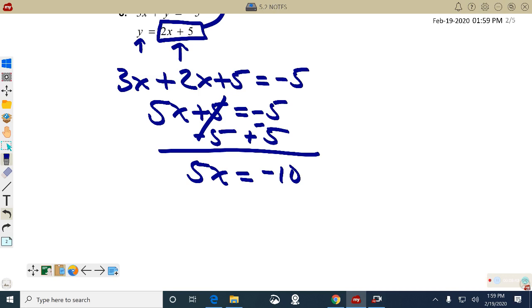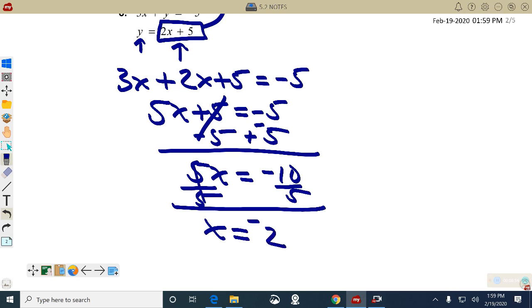So let's get x by itself. I'll divide both sides now by the number next to x, which is 5. 10 divided by 5 is 2. But the signs are different, so it's negative 2. Nice. I know what my x is. It's negative 2.